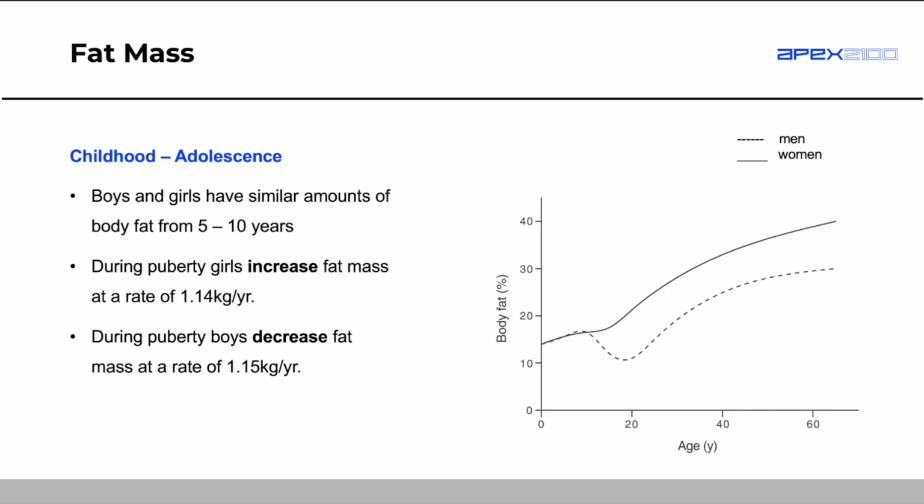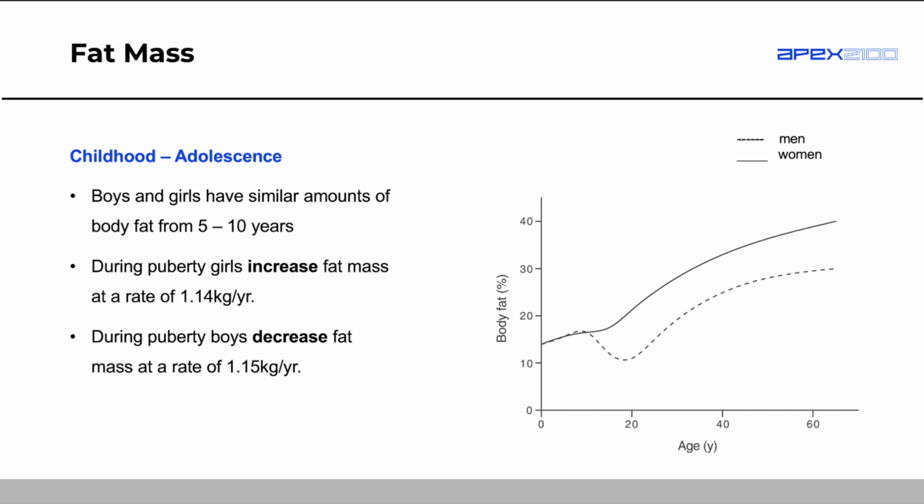So if we look at some trends in fat mass for boys and girls during adolescence, this graph here goes up to 60, but I want you to pay particular attention to 0 to 20 years old. We can see that boys and girls start with a similar amount of body fat from 0 years old. That lasts until about 10 years of age. And then unfortunately for girls, that's where we tend to gain fat mass. And during puberty, we tend to gain around 1.14 kilograms of fat mass per year.